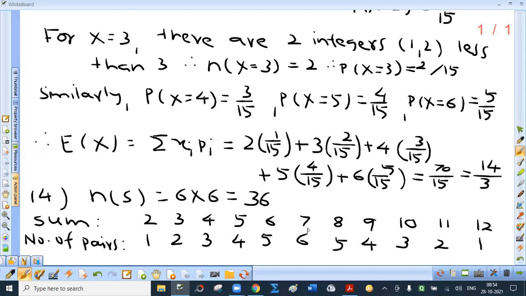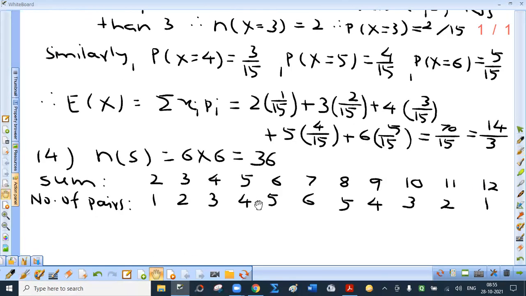Means there are 6 pairs, from (1,6) to (6,1), in which sum is nothing but 7. But in board exam, I repeat, you have to actually write those pairs, write those sample points. For example, (1,1), here (1,2), (2,1), here (1,3), (2,2), (3,1), and so on. Okay, this is for CET.